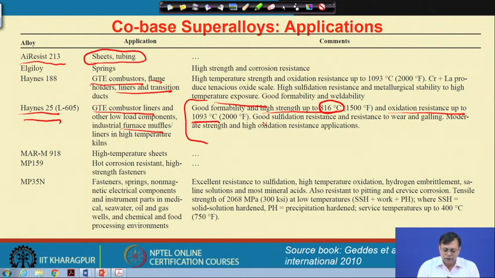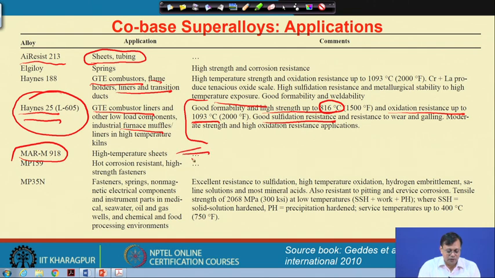Also, for aggressive environments, let us say sulfidation or resistance to wear, Haynes 25 is also a good alloy. Now, MAR M918 is another important alloy where we can produce high temperature sheets, fasteners, springs and so on. So, cobalt based alloys also occupy a quite large region of application in gas turbine engines in several other components, where the stress level and temperature level is relatively lower than the disc and the blade application.